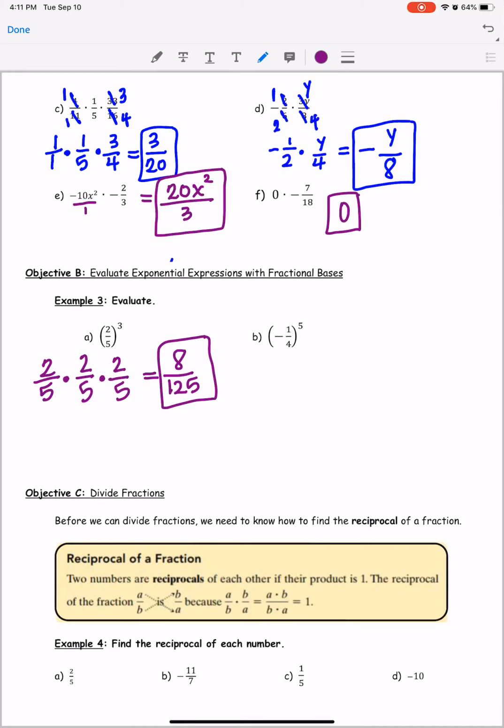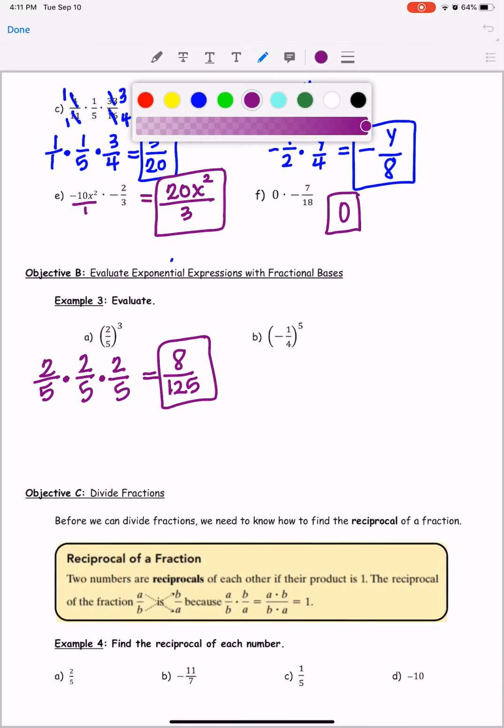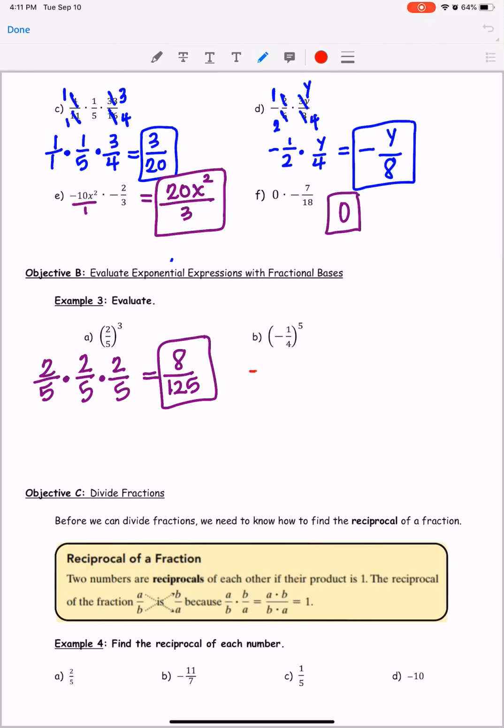Now, B, remember when you have this in parentheses, your negative is included. So I have negative 1/4 5 different times. So we've got negative 1/4 times negative 1/4 times negative 1/4 times negative 1/4 times negative 1/4.